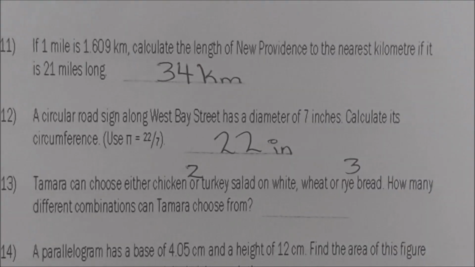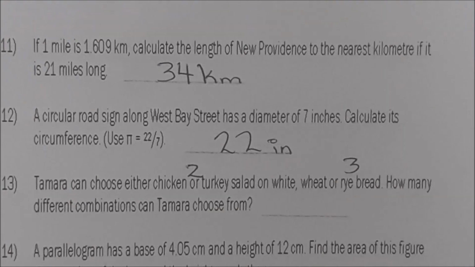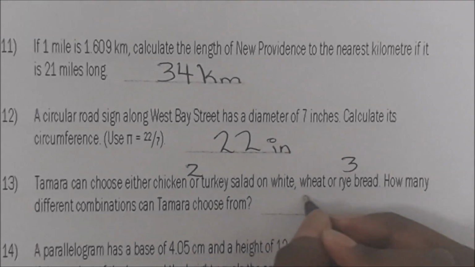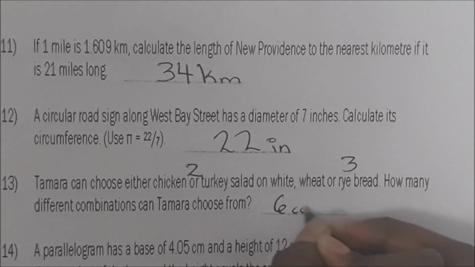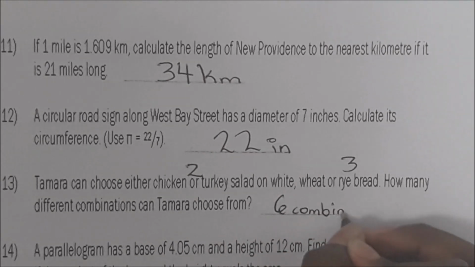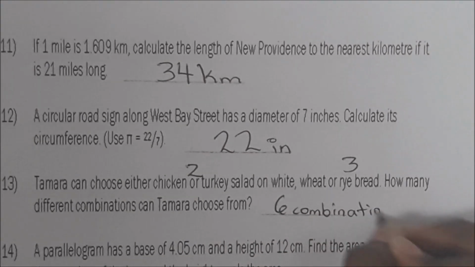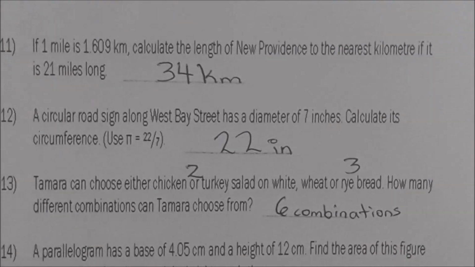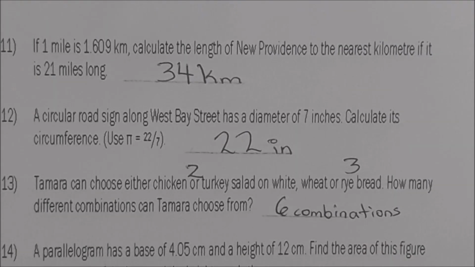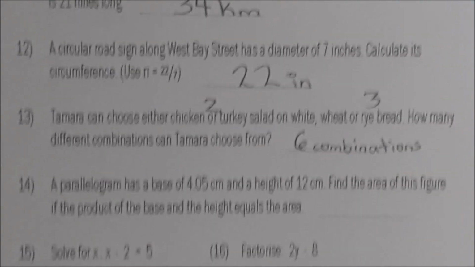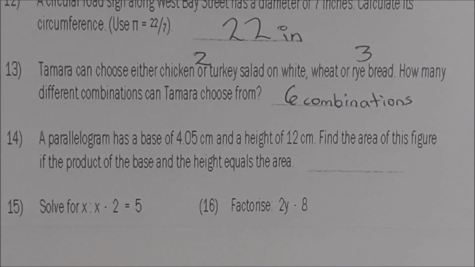And what do you multiply to get the answer? 2 times 3. So put the answer in. 6, and it's combinations, right? 6 combinations you would have given that it was chicken or turkey on white, wheat or rye bread. So to find the answer, you multiply. Okay, go to number 14.